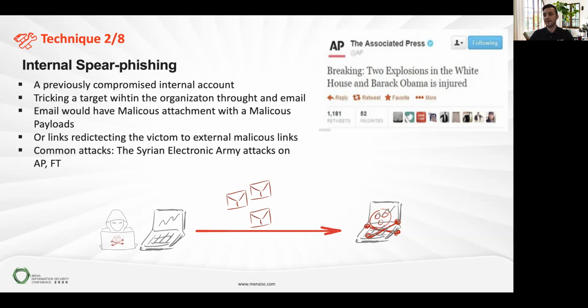So one of the accounts which was compromised was their official Twitter account, as we can see here on the screen. So an announcement was made by their Twitter account: White House was bombed. President Obama was injured. The same day, the stock market was actually heavily impacted, and a couple of $1 billion were lost. So this is the second technique.